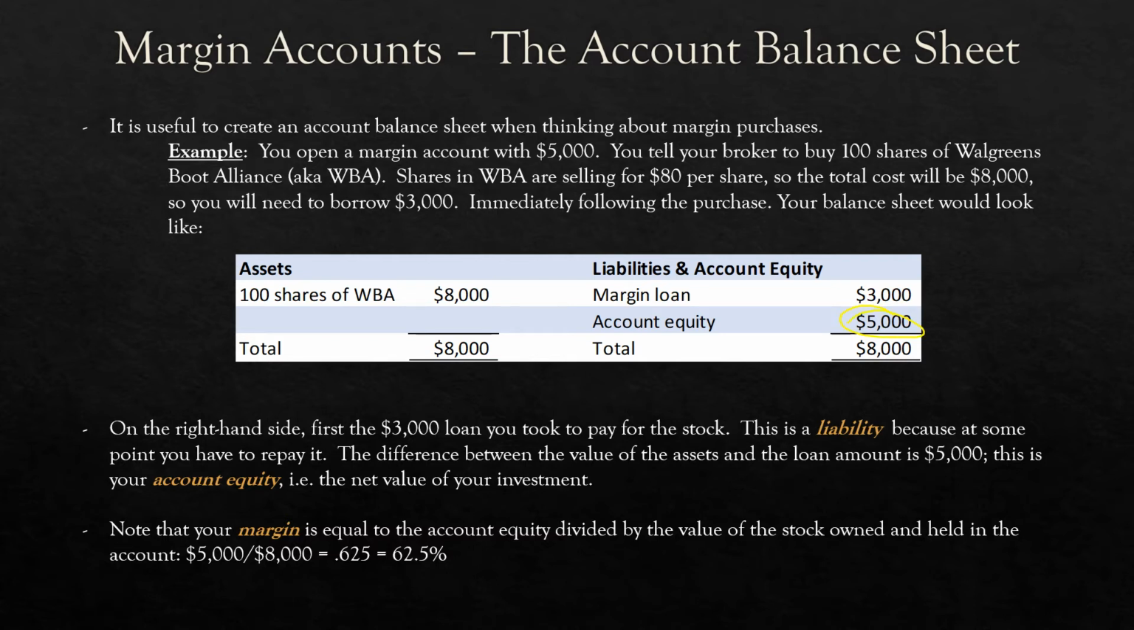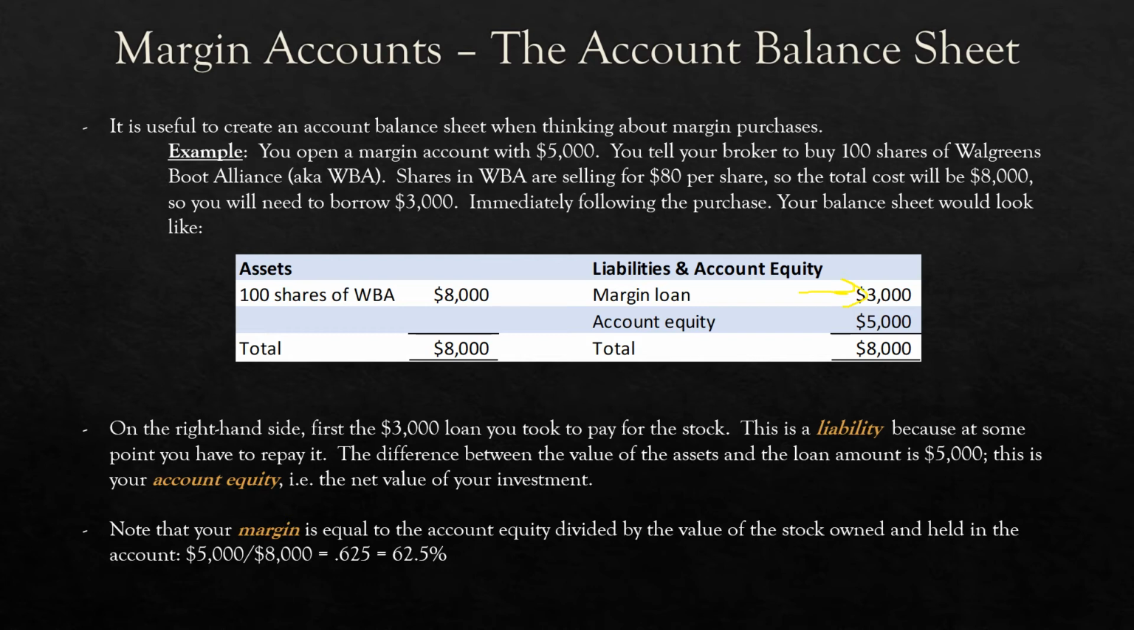So immediately following your purchase, your balance sheet is going to look like this. On the right-hand side, first the $3,000 loan you took to pay for the stock. This is a liability right here, that $3,000, because at some point you're going to have to repay that $3,000. The difference between the value of the assets and the loan amount is the $5,000. This is your account equity right here. That's your account equity, and as it turns out, that's the net value of your investment.